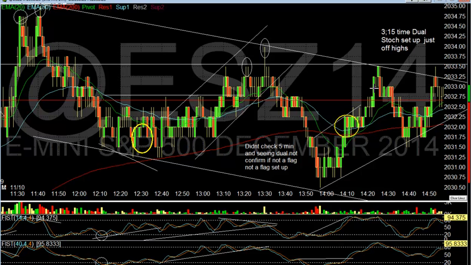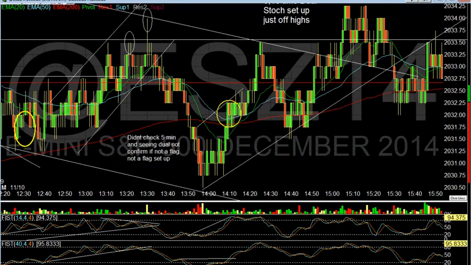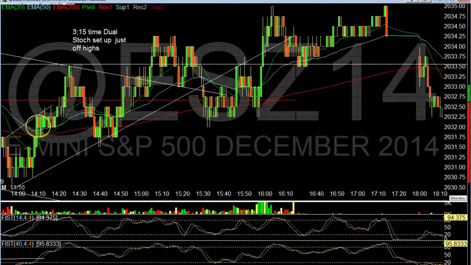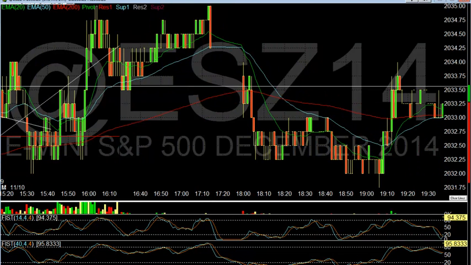It's a dual stochastic setup right off the highs here. And we continue on with this. You can see as we get into the last hour, it gets more volatile, and we see nothing here really develop. So overall, really good setups on that first day. I believe that was the first day, yeah.